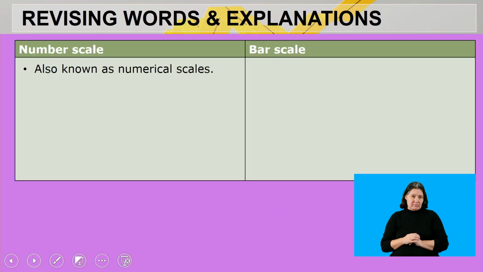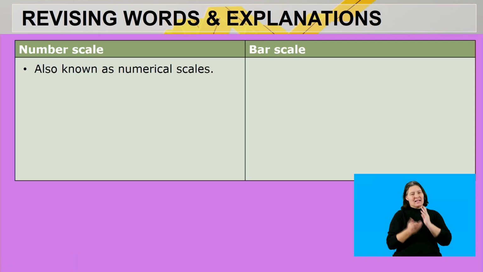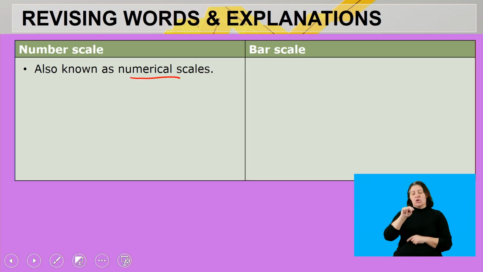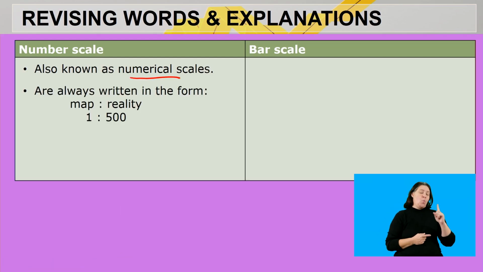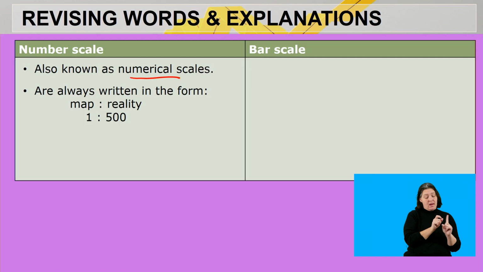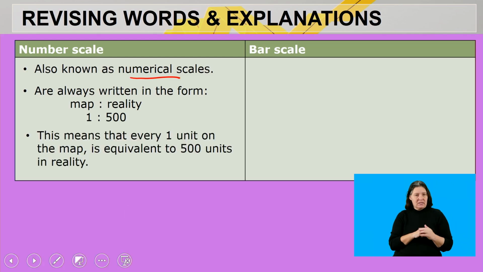Now let's quickly run through the different types of scales, the number scale and the bar scale, just to highlight some important aspects of it. I indicated here that the number scale is also known as a numerical scale. Okay, it's always written in the form 1 is to something else, right? In this case, the 1 represents measurement on the map, and then we have our reality there. Then this means that every unit on this specific map is equal to 500 units in real life.